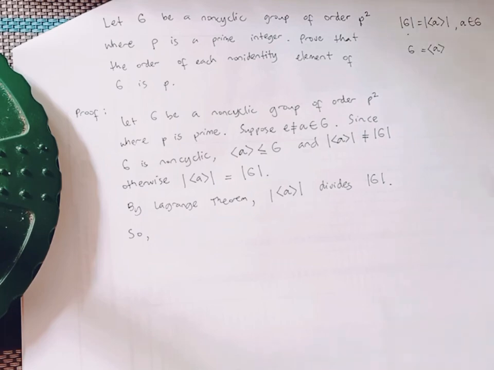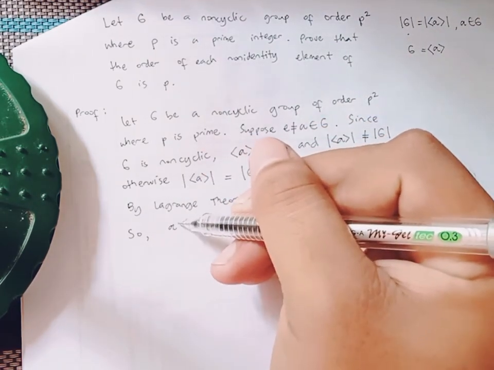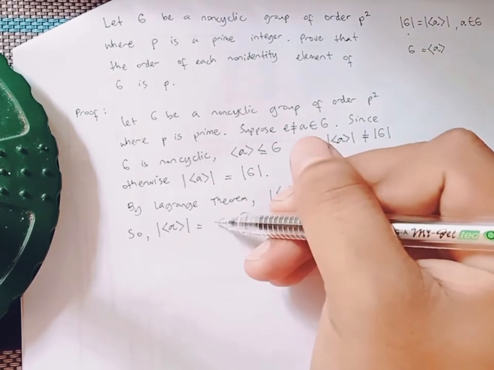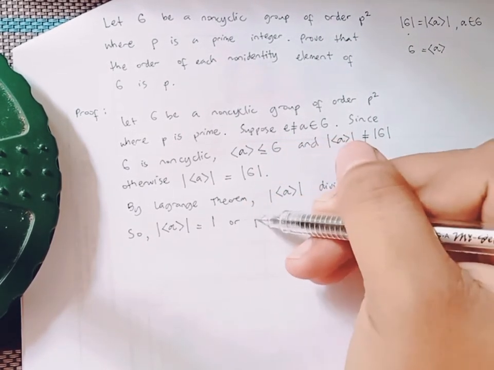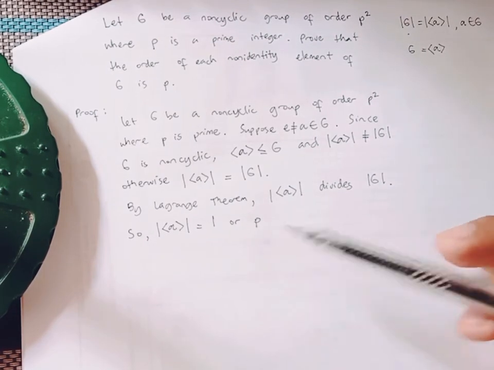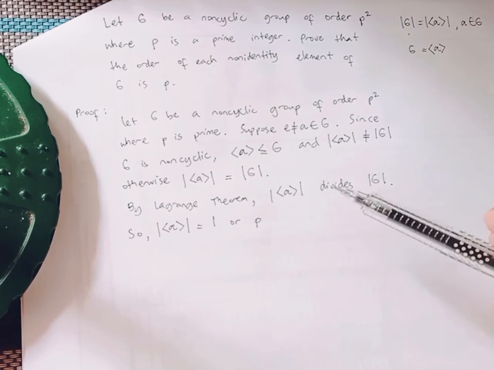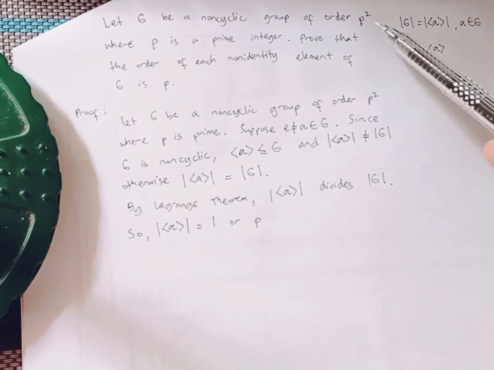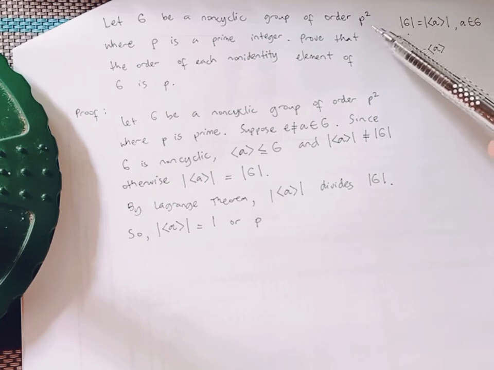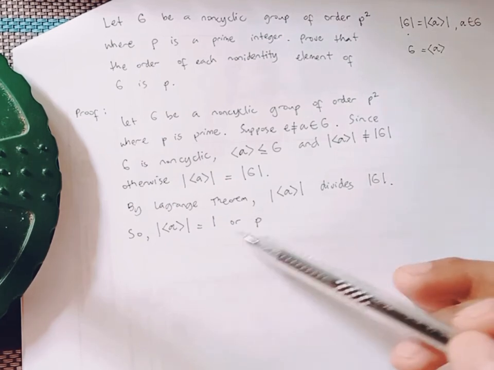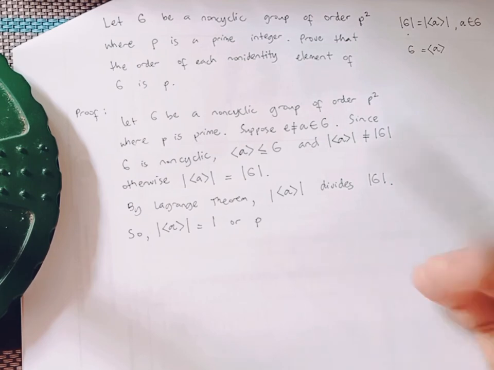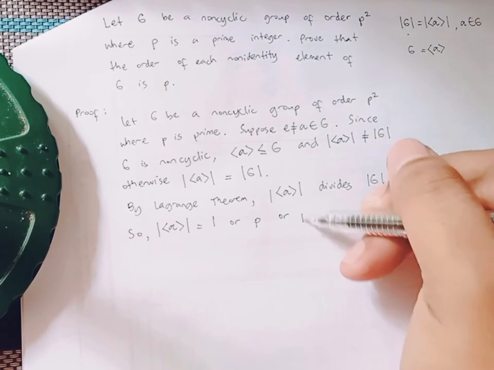So we can say that the order of the group generated by A is equal to 1, p, or p squared, because 1, p and p squared are the only divisors of p squared. It must divide the order of G, right? So we have these possibilities: it's either 1, p, or p squared.